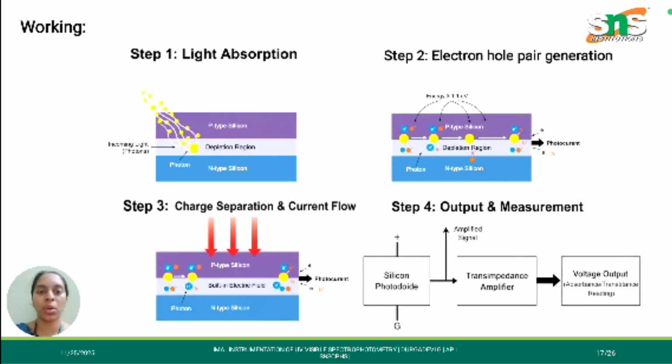The working principle involved in the silicon photodiode: the first step is light absorption. It consists of p-type silicon and n-type silicon, and in between them there is a depletion region. Incoming photons will fall on the depletion region, and electron-hole pairs will be generated because the electrons from their valence orbital have moved to a higher energy level, and so in that place the electron-hole pairs are generated.